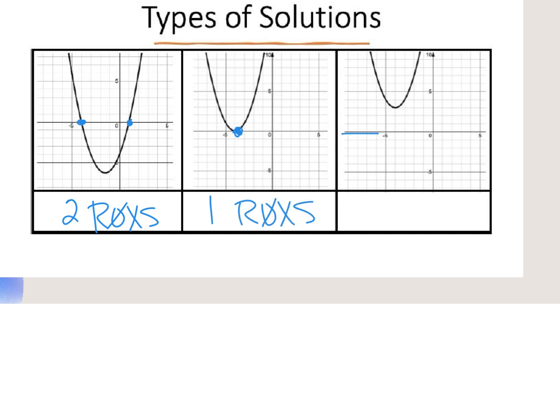Oh, what about this one on the end? This one is none. And we did talk about that, no solutions, or no roots. Remember, if we get a negative square root, it's going to be none, right? It's not crossing that x-axis.